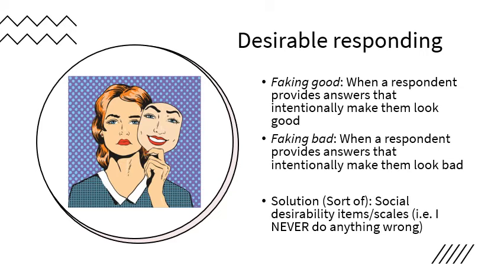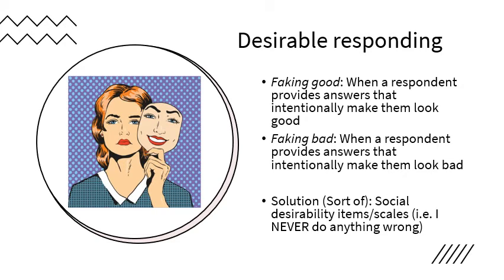So one solution that we've come up with to get over faking good or faking bad is social desirability scales, or items. Social desirability items or scales are essentially items that indicate things that are impossible to have. For example, a statement like, "I never do anything wrong," is a social desirability item. Clearly, people who are answering honestly do things wrong every now and then and are accepting of that.